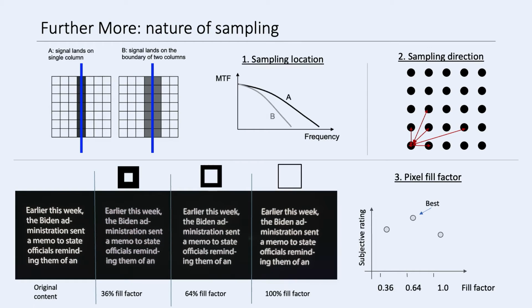And something more interesting: the sensors and also the display are sampling in nature. There's deep meaning to that sampling phenomenon. But one interesting thing is this: if you have the signal right on a single column, you have a very high MTF. And then if you do a test on a different occasion and it lands on 2 columns, you have a much lower MTF. How do we model this? And the sampling direction, and we all know that the text orientation matters. Different fonts also matter.